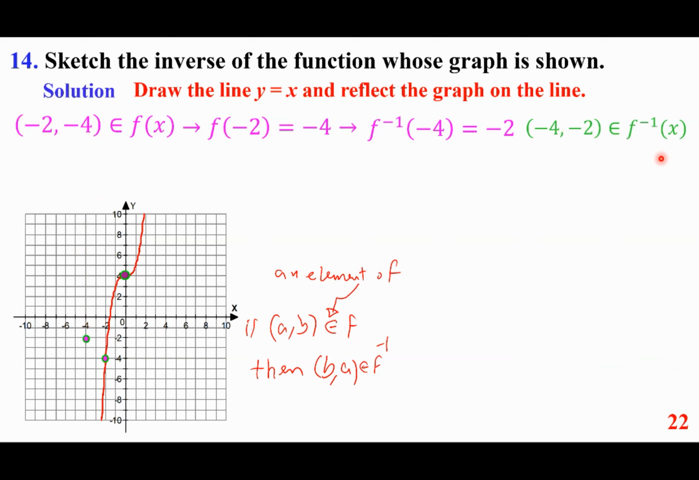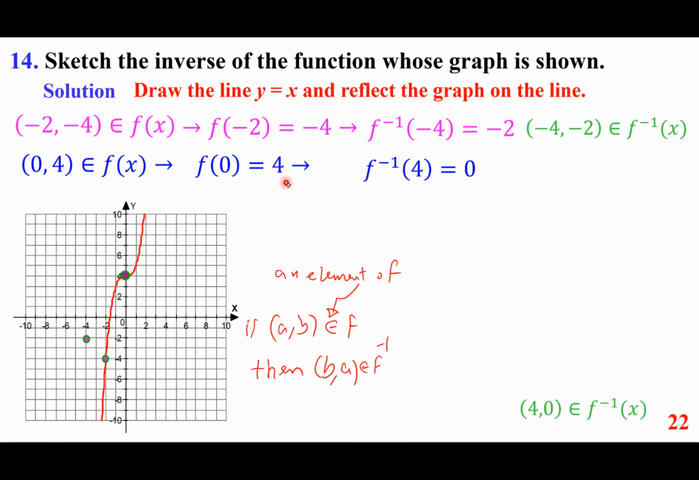Let's go with another example. So first and foremost, this is -4, -2. So if we were to graph, now let's pick this easy pair. This has coordinates 0, 4. If 0, 4 is on the graph of this given function, that means 4, 0 must belong to its inverse. Therefore, we're going to write f of 0 equals 4, which means f inverse of 4 must be 0. But more importantly, reverse the 0 and 4, and 4, 0 belongs to f inverse. So this one, easy pairs. And if this is not enough, you can pick a couple more points.